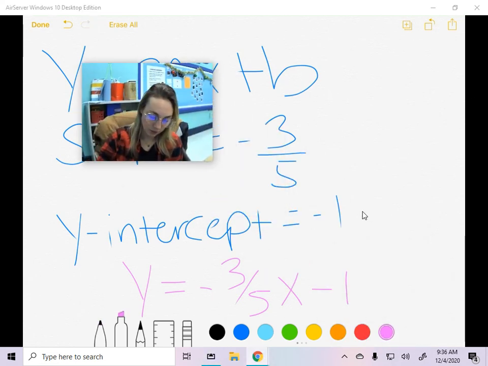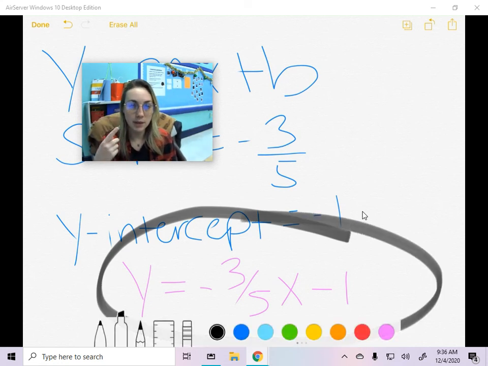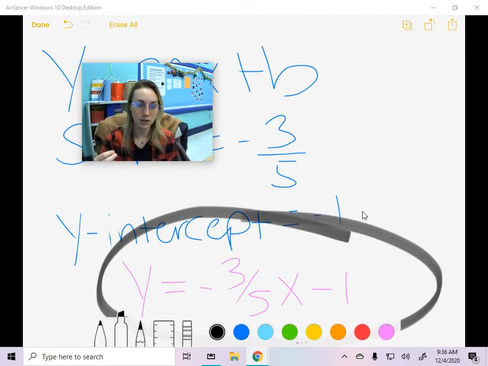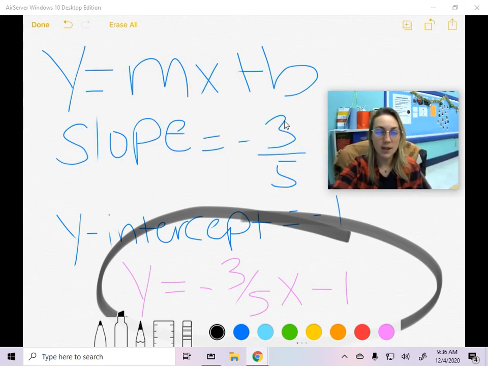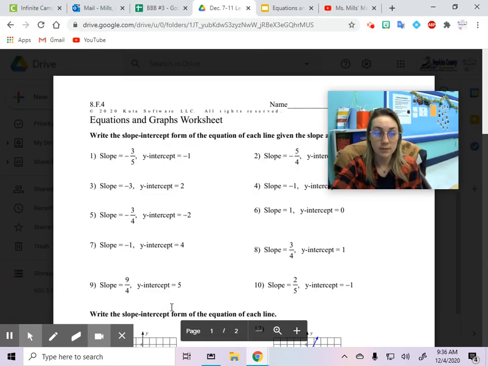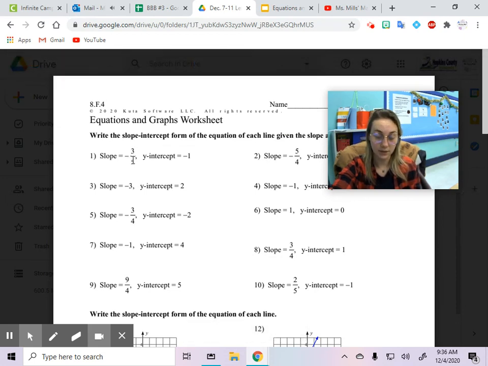And guys, that is going to be your answer. You just have to find those two pieces of information, the y-intercept and the slope, and put them into slope-intercept form, which is this equation right here. You just plug them in, and that's all you have to do for number 1. And there it is. Your equation is going to be y = -3/5 x - 1.